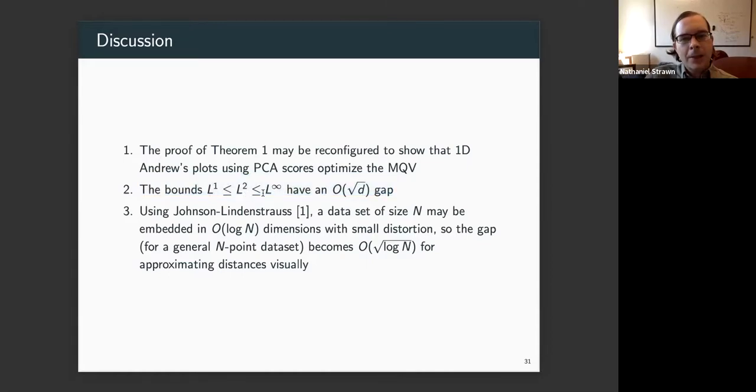We have these L1, L2, L infinity bounds, right? Things are bounded, but the gap is large. It's on the order of the square root of the dimension. And so these bounds, we want them to be visually interpretable, but in higher dimension they actually kind of fall apart. The L2 distance, of course, is still preserving things, but the L2 distance is not visually intuitive. At least not for me.